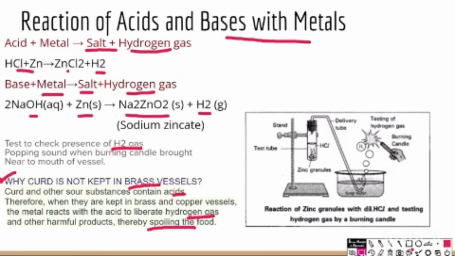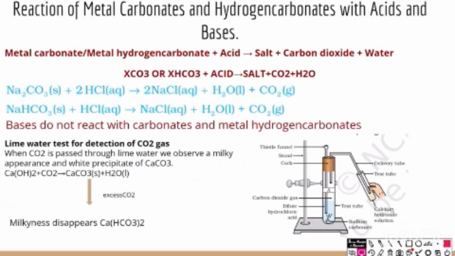Then the next reaction we have here is the reaction of metal carbonates and metal hydrogen carbonates with acids and bases. A metal carbonate is simply a metal X with carbonate, which is CO3, and a metal hydrogen carbonate is again metal X with carbonate and hydrogen in between. So metal carbonate and metal hydrogen carbonate, when both of them react with any acid, form a salt, carbon dioxide and water, because here we have carbonate.